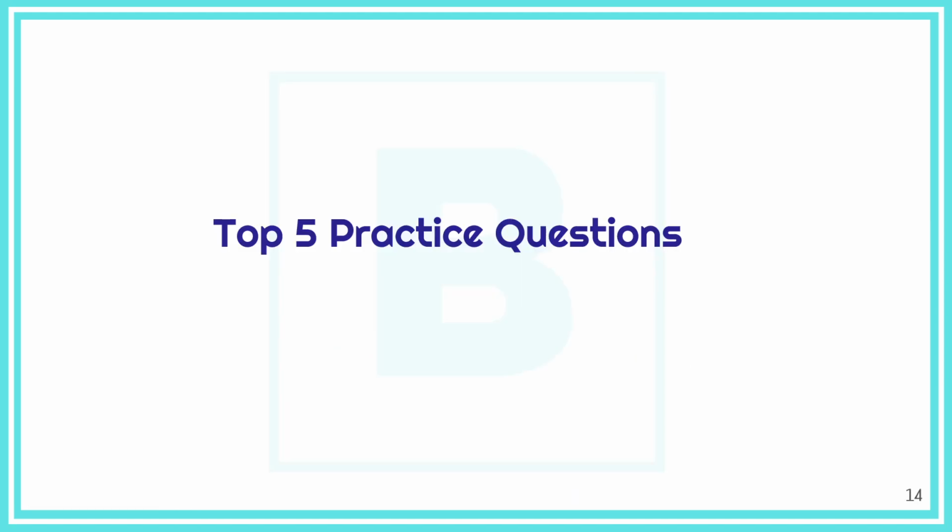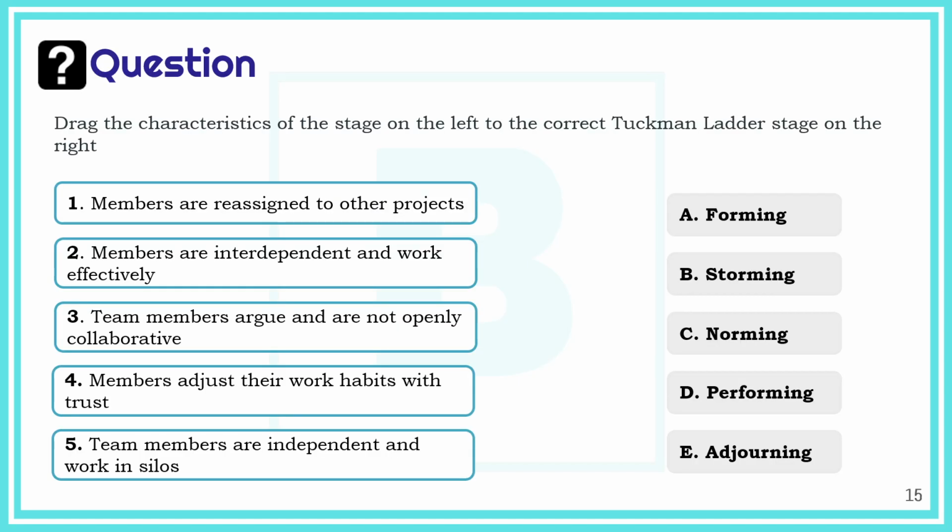Okay. Then here are the top 5 practice questions we picked for you from this session 4. Question 1 is a drag and drop question. Drag the characteristics of the stage on the left to the correct Tuckman ladder stage on the right. Members are reassigned to other projects. Members are interdependent and work effectively. Members argue and are not openly collaborative. Members adjust their work habits with trust, and members are independent and work in silos. Which one is forming, storming, norming, performing, and adjourning?